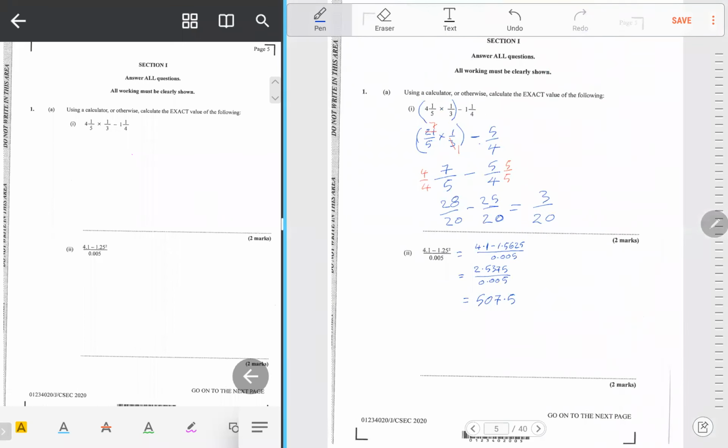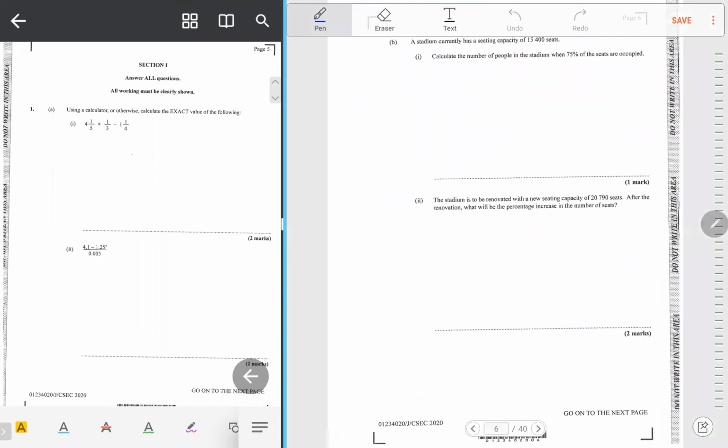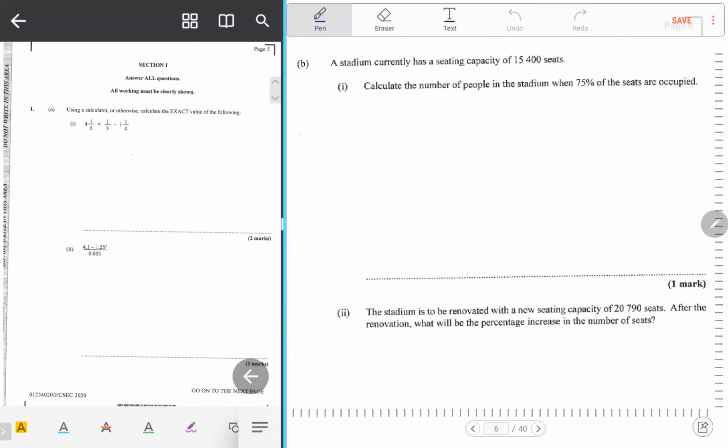Next page. The next page now is a stadium currently has a seating capacity of 15,400 seats, right? 15,400 seats. Calculate the number of people in the stadium when 75% of the seats are occupied. Easy, 75% of the total. So this is just 75%, which is 75 over 100 times the total seating capacity of 15,400, and that will tell you how many persons are in there, right?